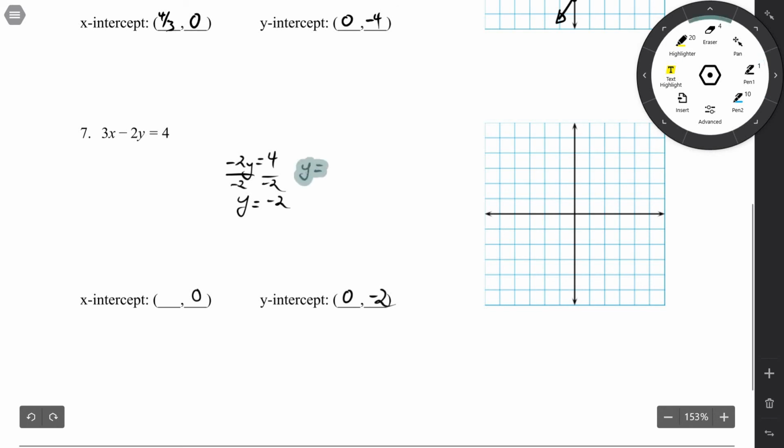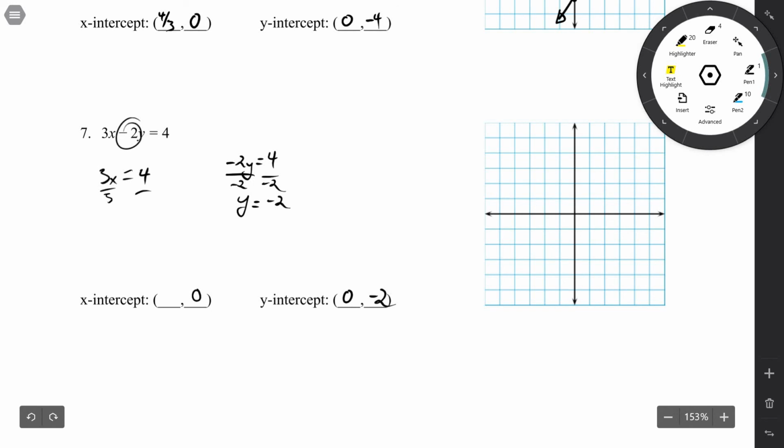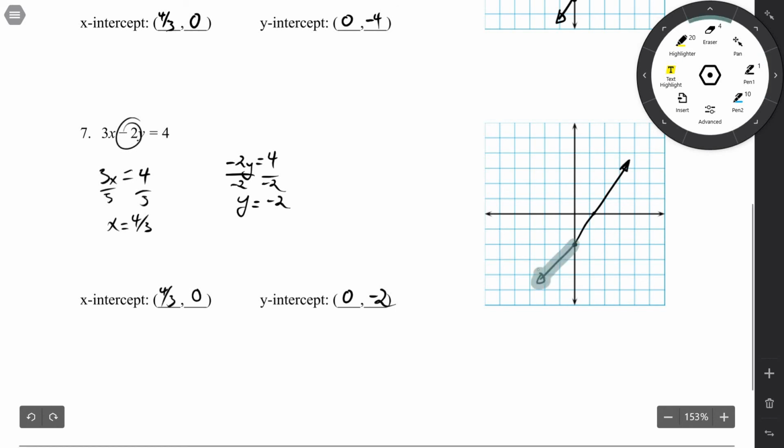What about plugging in a 0 for the y? We'd get 3x. This whole term disappears, so it's just 3x equals 4. Divide by 3. I didn't even do that on purpose. x equals 4/3 here as well. We get -2, and 4/3 is right about there. It does not need to be exact. I just want something roughly sketched through those two intercepts. That line's a little bit too crooked for me. There we go, a little bit better.